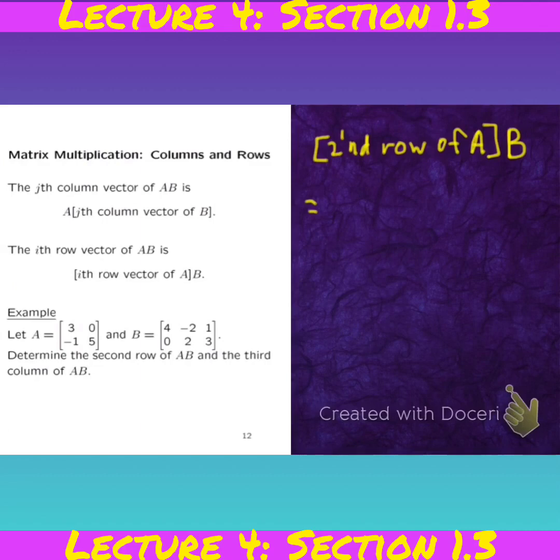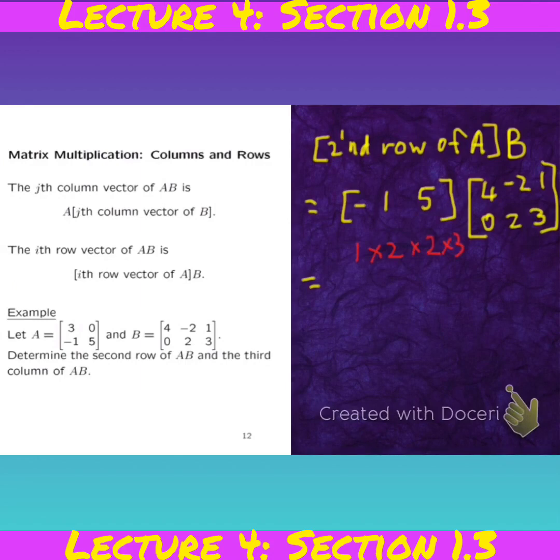So basically the second row of A is going to be the row vector minus 1, 5, and the matrix B is then the given 2 by 3 matrix. Establishing the size, our first matrix is a 1 by 2 matrix, the second one is a 2 by 3, so that is going to be a 1 by 3 matrix. We know what the dimensions of the matrix are going to be.